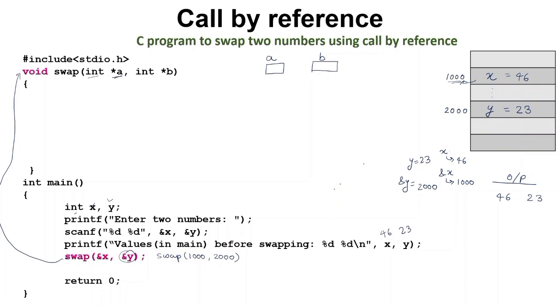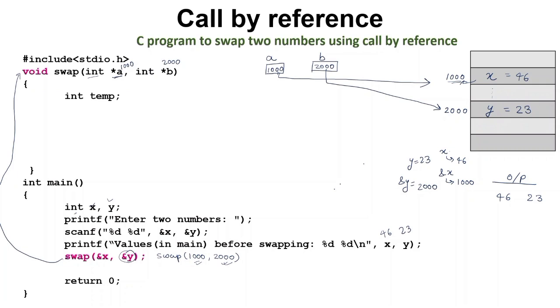And what is the thing that we have passed over here? Addresses 1000 and 2000. So this 1000 is received by this pointer a, and 2000 is received by pointer b. So this pointer a stores the address of what? This 1000, and 1000 is what? It is the address of your x, isn't it? And b stores the address 2000, and 2000 is the address of the y variable. Is that okay?